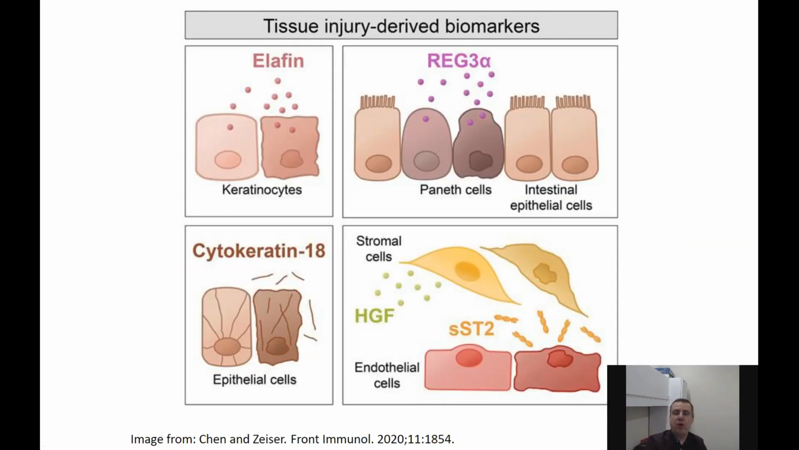Another type of protein biomarker isolated from the serum that can be predictive of graft-versus-host disease involves tissue injury-derived biomarkers. Elafin, for instance, which is released from keratinocytes, cytokeratin 18 from epithelial cells, REG3a, which is released from damage of the intestinal epithelium, and specifically from Paneth cells, as well as hepatocyte growth factor, and ST2, which is released from endothelial cells.